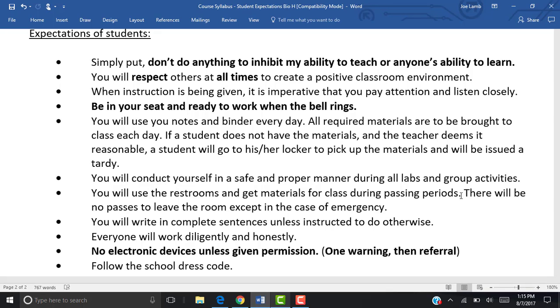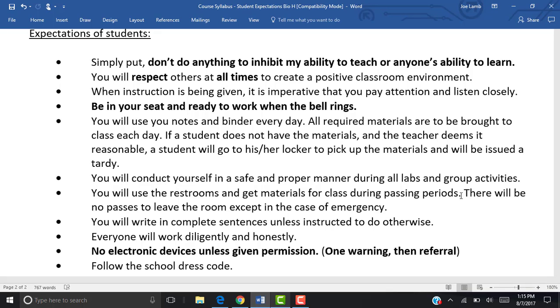Respect others at all times. Create a positive classroom environment. I like to have fun, but we need to be respectful of one another. We need to be respectful of the time that we have together to ensure that we're reaching our standards and that we're achieving what we need to achieve. When instruction is being given, pay attention and listen closely. I don't like to repeat myself, so make sure that you listen the first time.